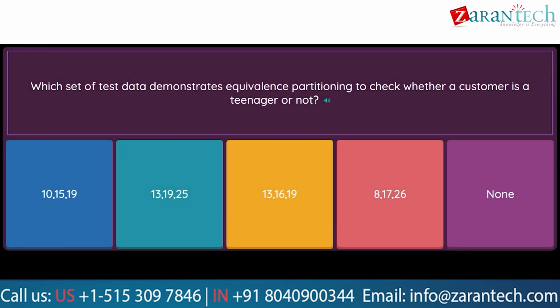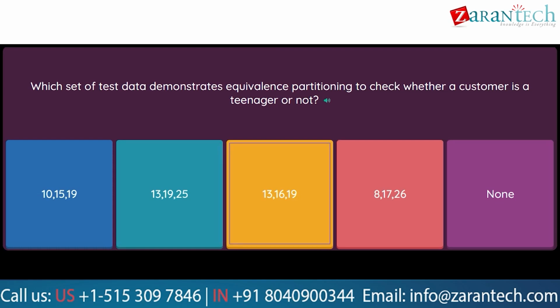Question: Which set of test data demonstrates equivalence partitioning to check whether a customer is a teenager or not? Option 1, 10, 15, 19. Option 2, 13, 19, 25. Option 3, 13, 16, 19. Option 4, 8, 17, 26. Option 5, none.